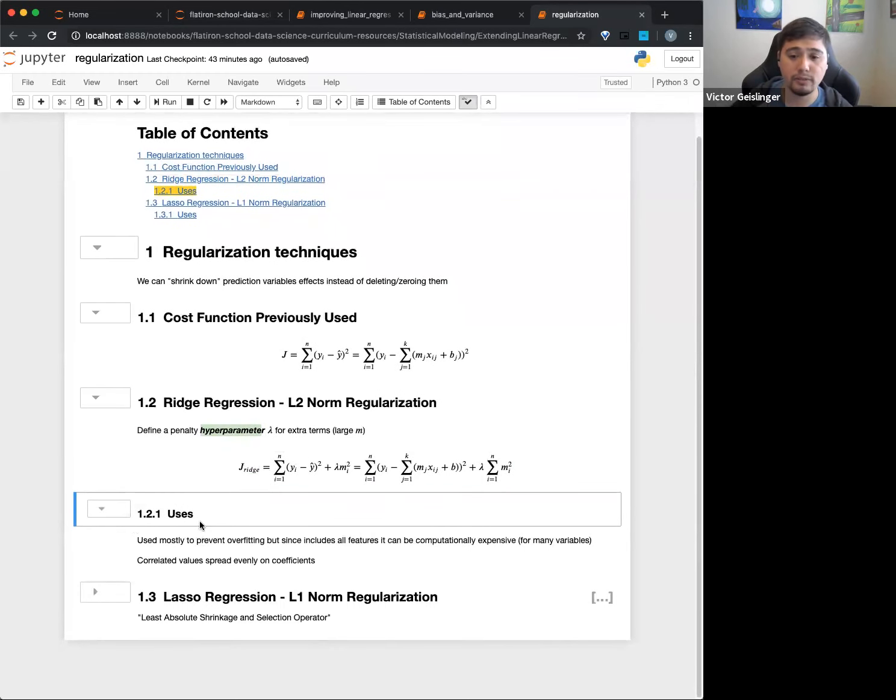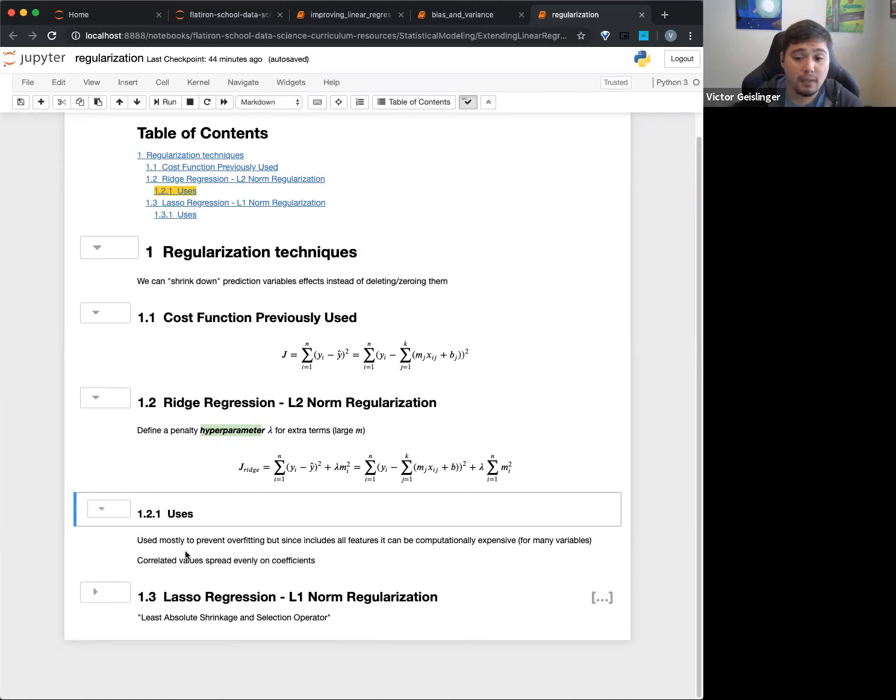A real quick thing about regression: using the L2 norm is mostly used to prevent overfitting. One disadvantage is that it includes all features, which means it's going to be computationally more expensive. That might be fine, because it's okay to be a little more computationally expensive if it's worth it.